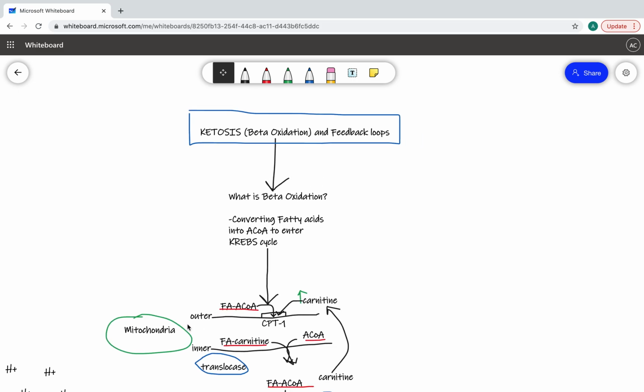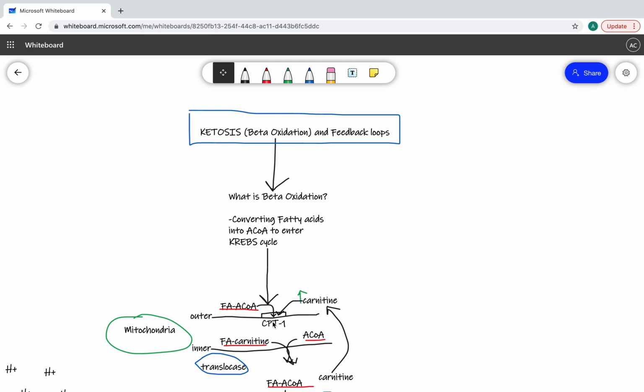So, first of all, we have our mitochondria here. This is the outer lining, this is the inner lining. Outside the mitochondria, we have fatty acids that float around with acetyl CoA bound to them. However, they cannot enter the mitochondria unless they have another aspect called carnitine. What helps the fatty acids and acetyl CoA enter the mitochondria is carnitine, and that is through CPT1, also known as carnitine palmitoyl transferase 1.